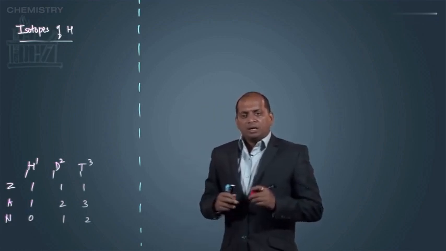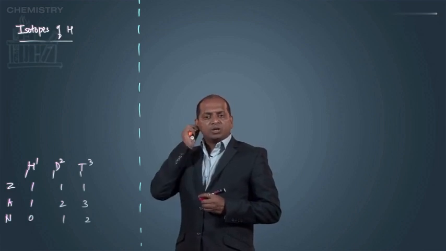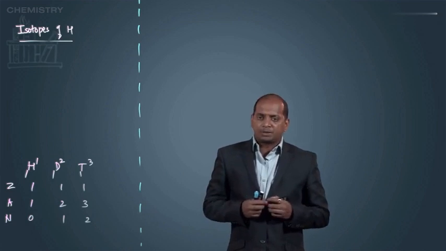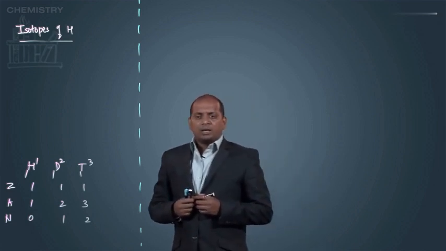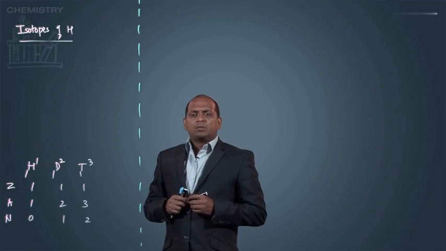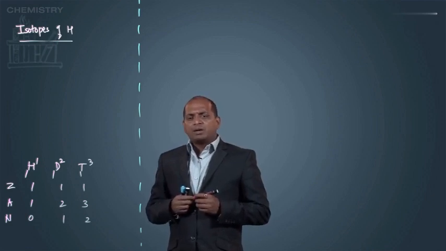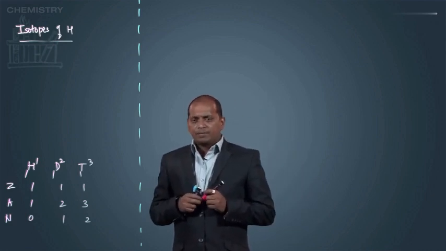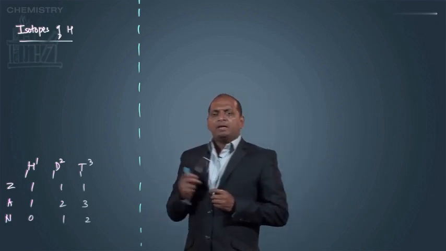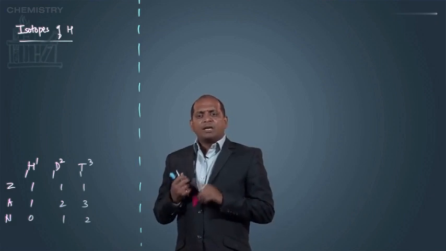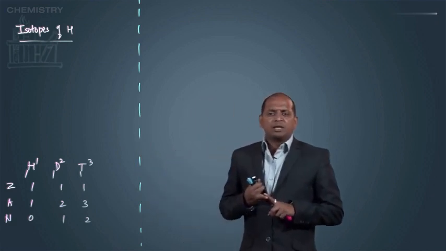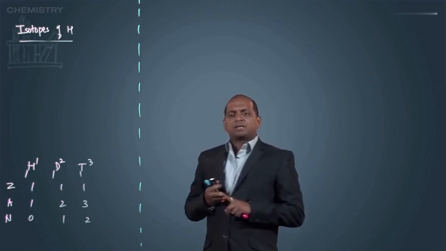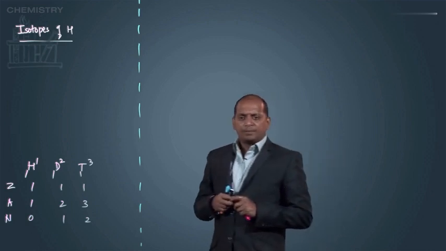In nature, the abundance of protium is almost 99%. Deuterium is hardly 1%, 1 point something, and tritium is very small, about 10 raised to minus 15%. This table also depicts that hydrogen and deuterium are stable, they are non-radioactive. Well, tritium is radioactive, its half-life is approximately 12 years.